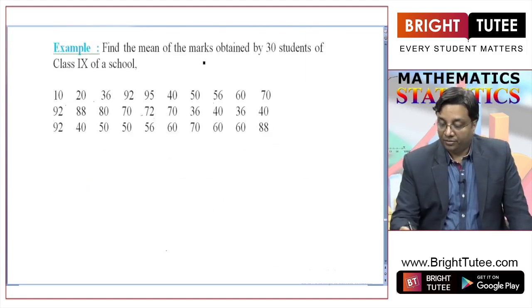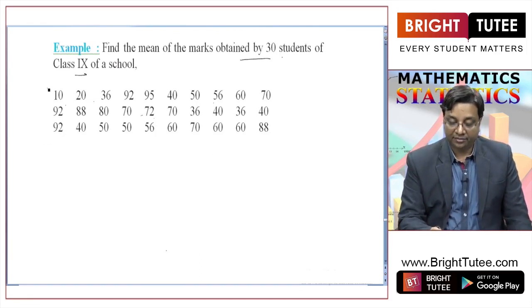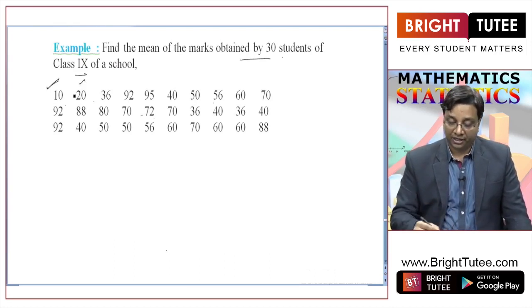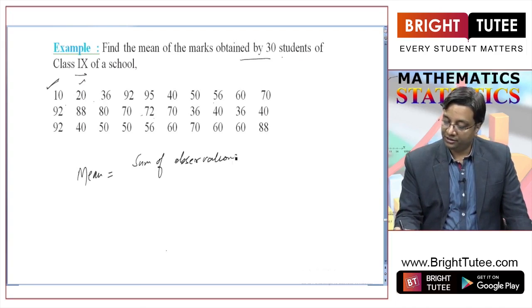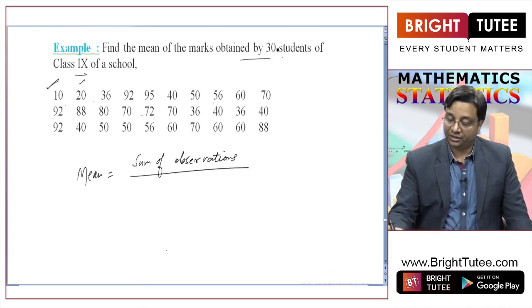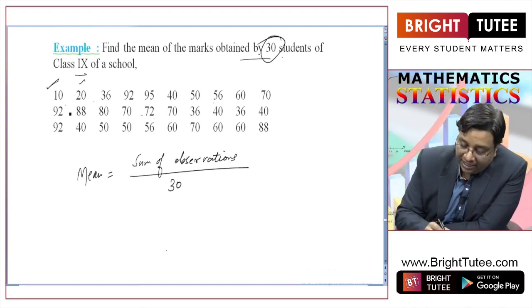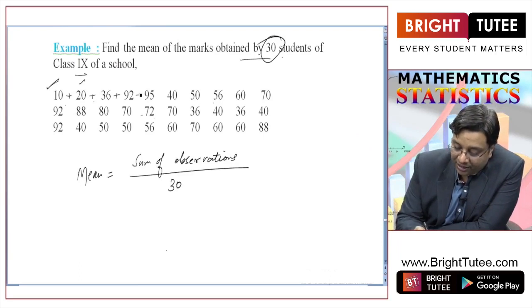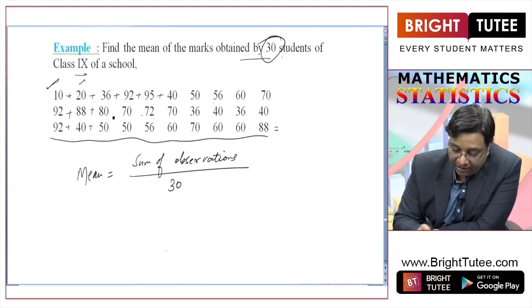So to find the mean of the marks obtained by 30 students of class 9th of a school, right? So these are independent marks of 30 students. One student scored 10 marks, another student scored 20 marks. So to find mean, I just need sum of observations divided by total number of observations, which is 30 in this case because we are observing 30 students. So what I do is I'll take their sum, these numbers, I'll add and find the sum, which you need to find yourself, right?